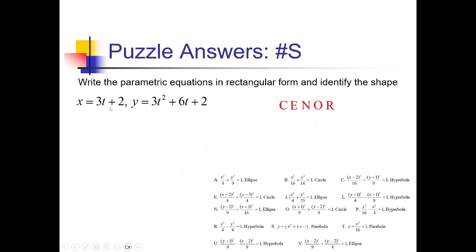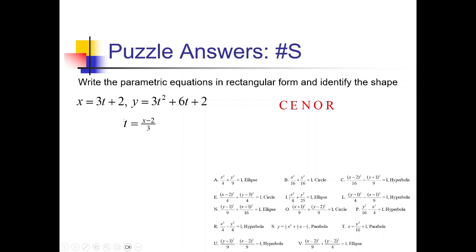For problem S, I have no trig functions, so this is probably going to be a parabola, but let me do it out here. At the very least, it means I have to isolate t in one of these equations and then substitute for t in the other equation. Between the two equations, it looks like x is going to be a lot easier to deal with in terms of getting t by itself, because this is linear versus a quadratic. So to get t by itself in this first equation, I'm going to subtract 2 from x and then divide by 3. So I can write t equals x minus 2 over 3.